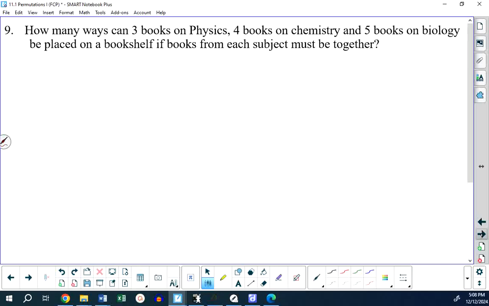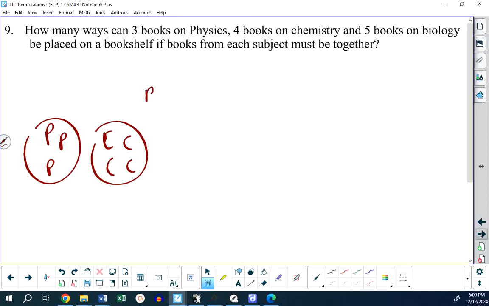How many ways can 3 books on physics, 4 books on chemistry, and 5 books on biology be placed on a bookshelf if books from each subject must be together? This is Joan and Emily blown up out of control. What we have is the following. We have 3 physics books. We have 4 chem books. And we have 5 bio books.